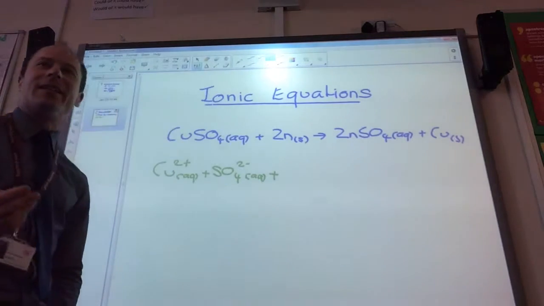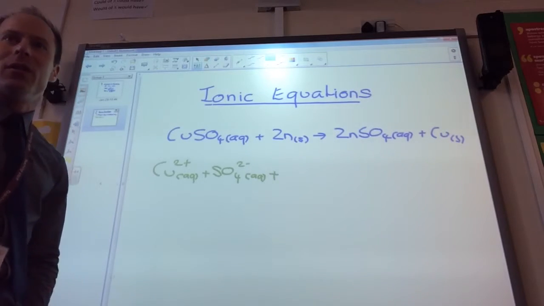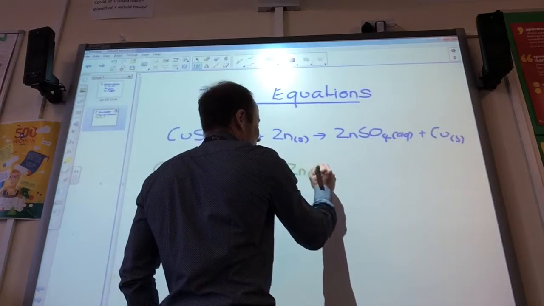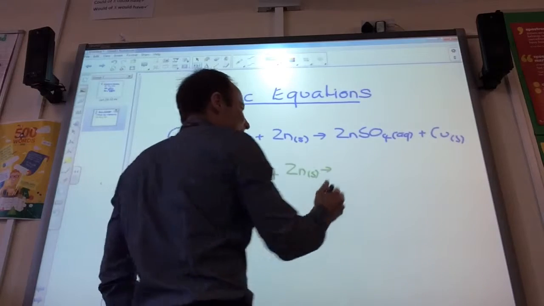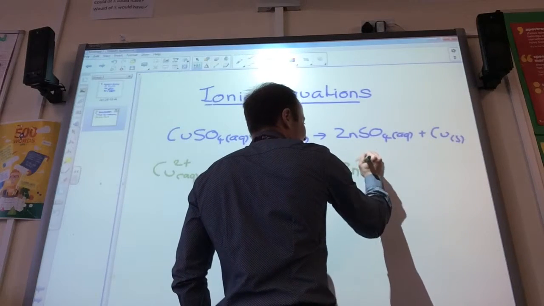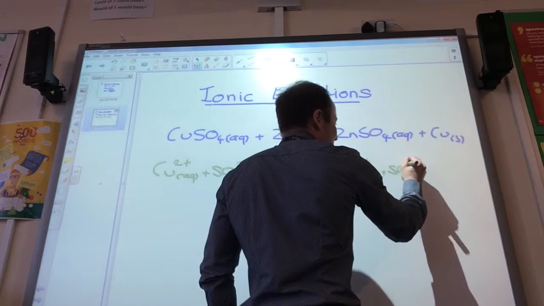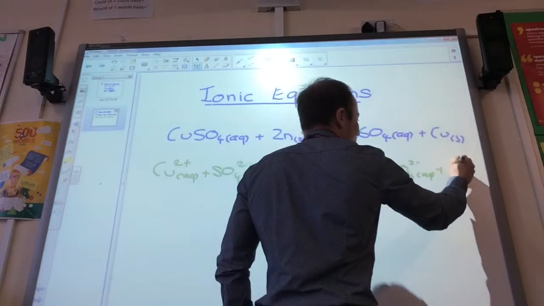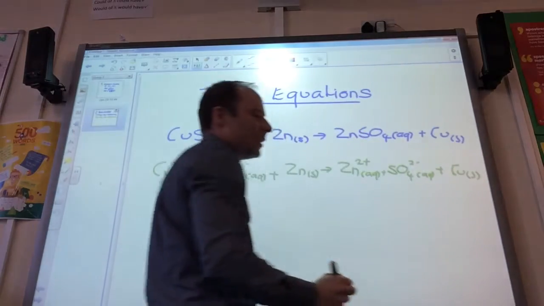What about zinc? Zinc is a solid. Can I do anything with zinc at all? If it's a solid, you've got to keep it as it is. So zinc, solid. Zinc sulfate, aqueous, is separated into its component ions of Zn2+ (aq) plus SO4 2- (aq). And the final one is copper, and that is a solid.